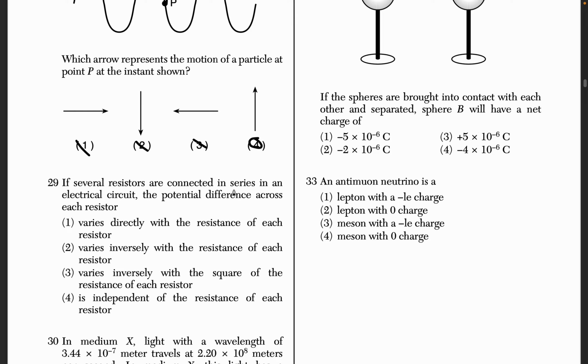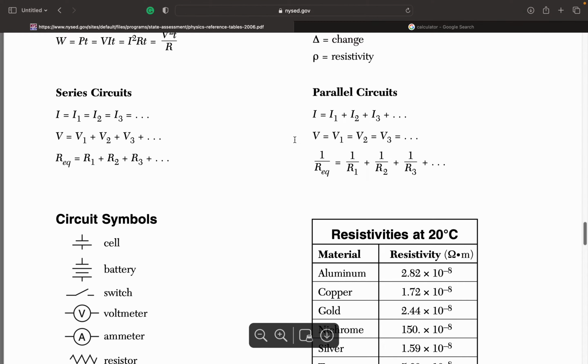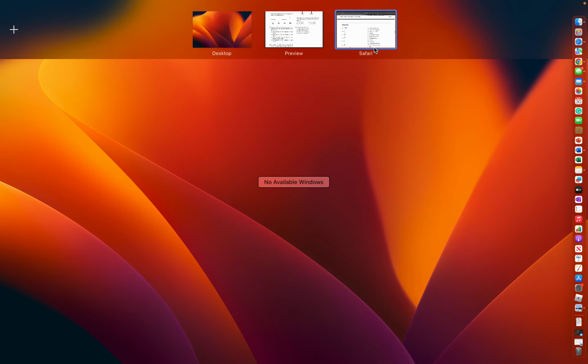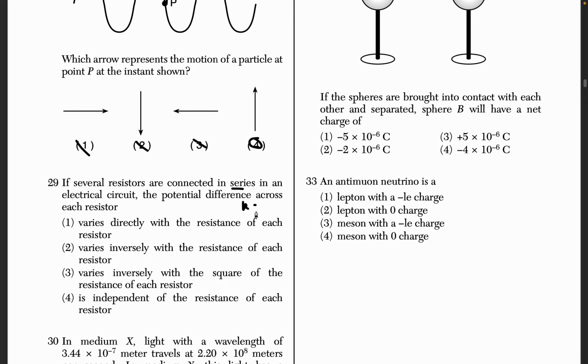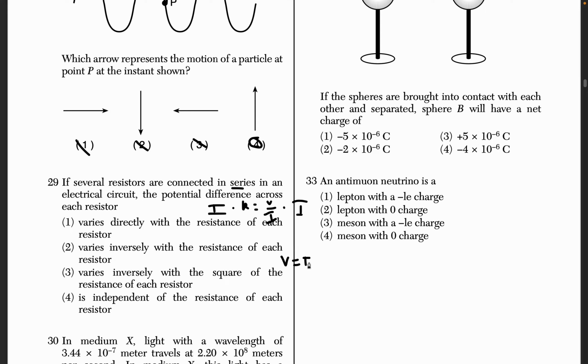If several resistors are connected in series in an electric circuit, the potential difference. Okay. So we have the formula R equals V over I. R is equal to the voltage divided by the current. Which means, for the potential difference, multiply both sides by I. We get V is equal to I R, which means that the voltage is directly related with the current and resistance. So the potential difference, otherwise known as the voltage, varies directly with the resistance. Yes, this is correct.